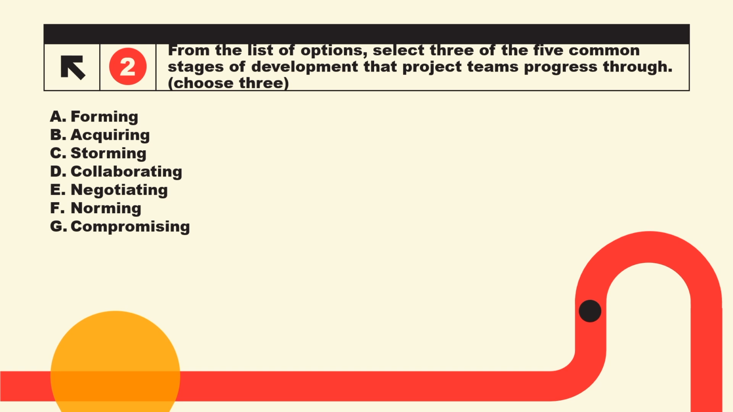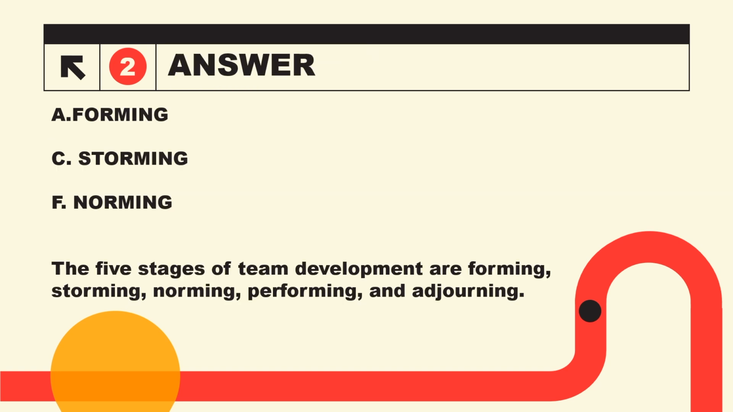From the list of options, select 3 of the 5 common stages of development that project teams progress through. Choose 3. A, forming. B, acquiring. C, storming. D, collaborating. E, negotiating. F, norming. G, compromising. The answer is A, forming. C, storming. F, norming. The 5 stages of team development are forming, storming, norming, performing, and adjourning.